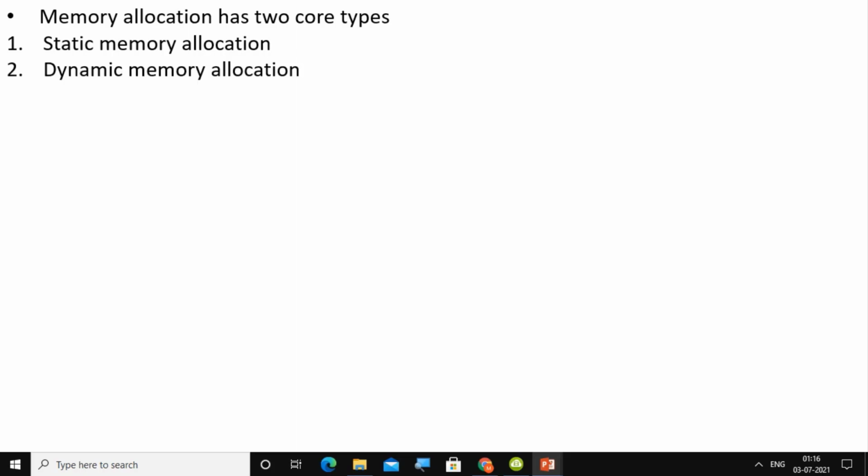Now, memory allocation has two core types. What are those? Static memory allocation. Second one, dynamic memory allocation.